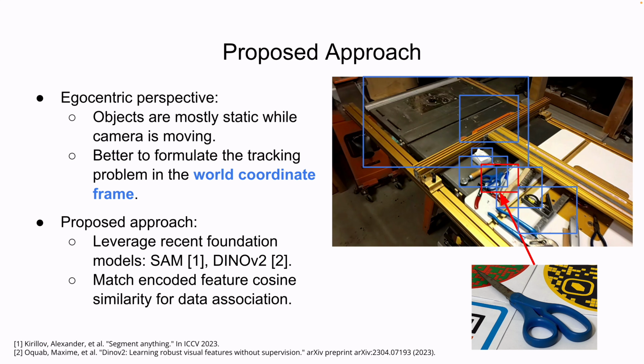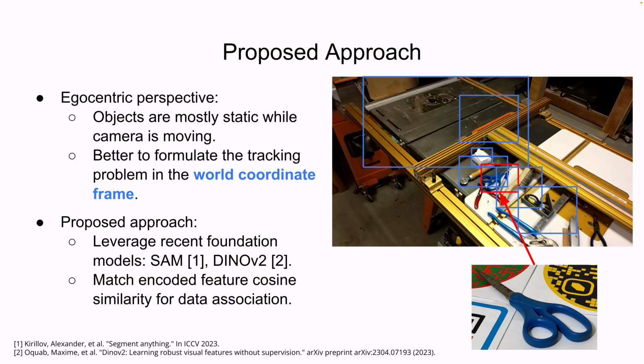To approach the benchmark problem, we propose a novel method leveraging the unique perspective of egocentric videos and the recent powerful foundation models. In the egocentric videos, we find object instances are mostly static while the camera is constantly moving. Based on this observation, we find it is better to formulate the tracking problem in a predefined world coordinate, leveraging the important prior information mentioned before. The object should remain stationary unless being interacted with by the users.